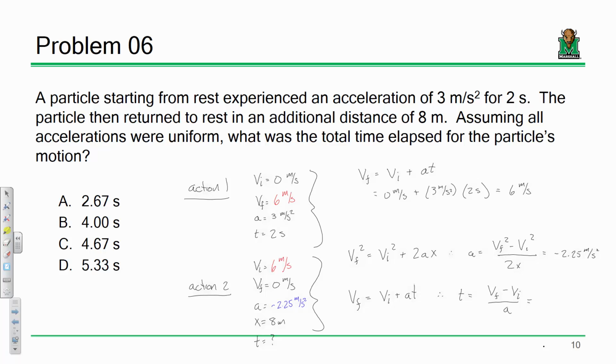What do we got? 2.67 seconds. So that, right? No. What's the problem asking? The problem's asking for the total time elapsed for the two motions, right? It's very easy on problems like this. Oh, hey, no, it's not. It's C, okay? Because you have to add the 2 seconds from the initial action.